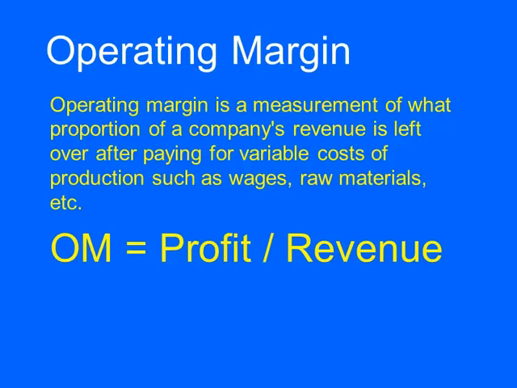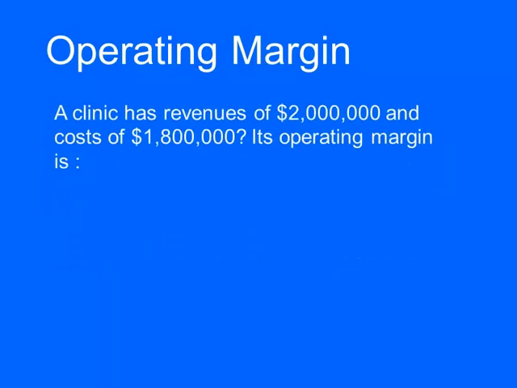We all know that what we make, we don't fully keep. Not only do we have taxes but all hosts of other expenses by the time we get through with our paycheck. So let's calculate what an operating margin would be. Let's look at an example here. So for example, you have a clinic that has revenues of $2 million and costs of $1.8 million. What is its operating margin?